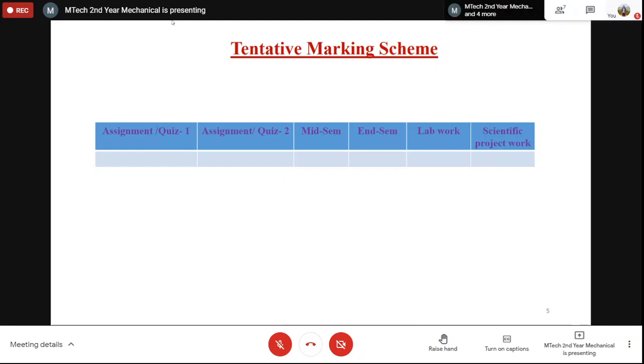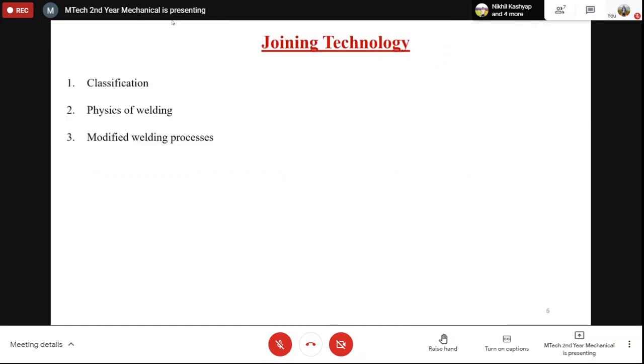And then the scientific project part. So among these six broad fields, you have to gain marks. So this was about the introduction.